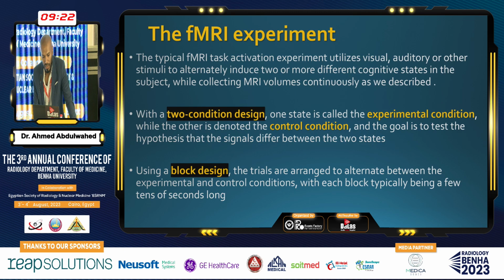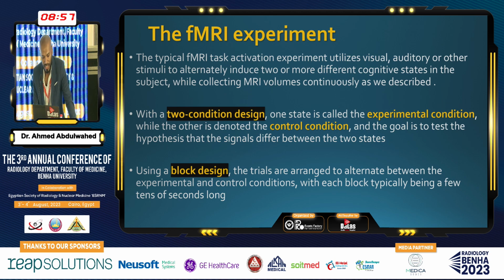The typical fMRI task activation experiment utilizes visual, auditory, or other stimuli to alternately induce 2 or more different cognitive states in the subject, while collecting MR volumes continuously. With 2 condition designs, one state is called the experimental condition, and the other state is called the control condition. And the goal is to test whether there is a difference between the 2 states.